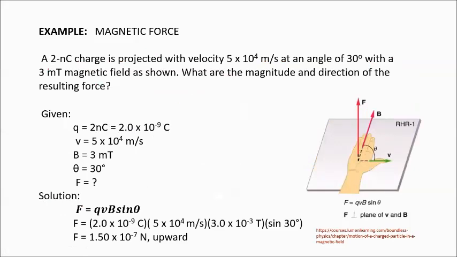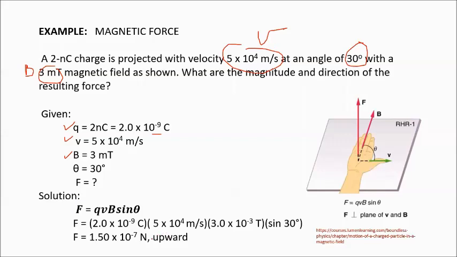For example, a 2 nanocoulomb charge is projected with a velocity of 5 times 10 to the power 4 m/s. This is our velocity and angle with a 3 millitesla magnetic field. What are the magnitude and direction of the resulting force? So what you have to do is to collect the quantities given. Summarize them here. Nano meaning 10 to the negative 9. And we have a magnetic field of 3 millitesla, so milli meaning 10 to the negative 3. The angle is given. So recall the formula, plug in all the given, and then do the calculations.